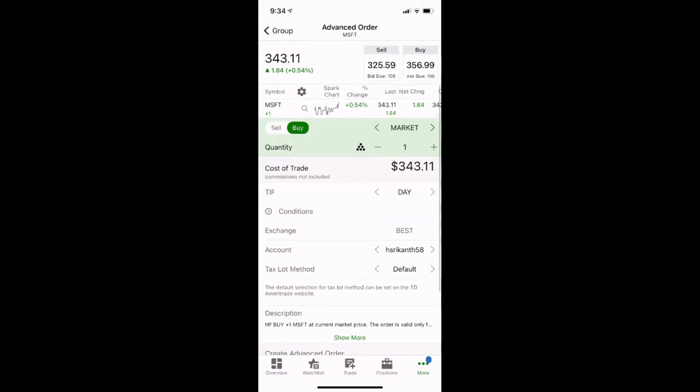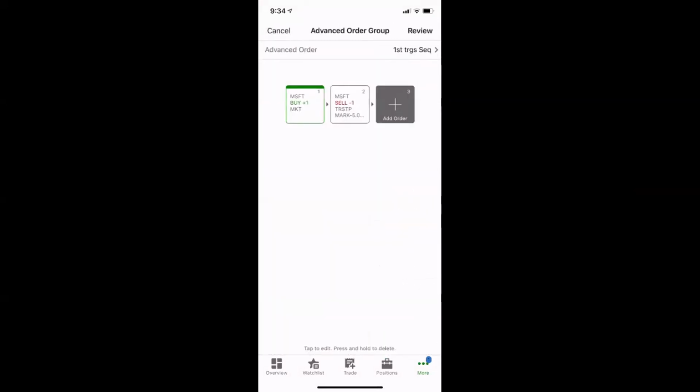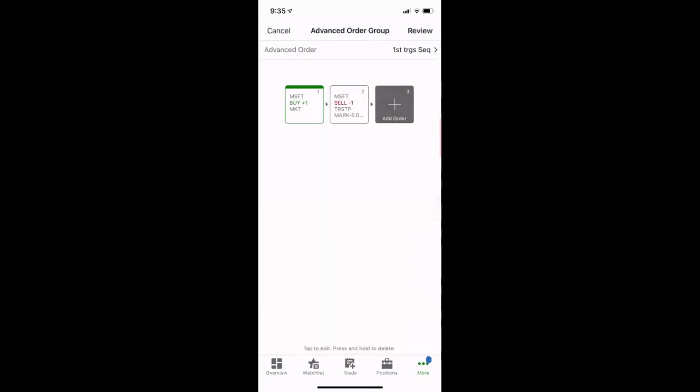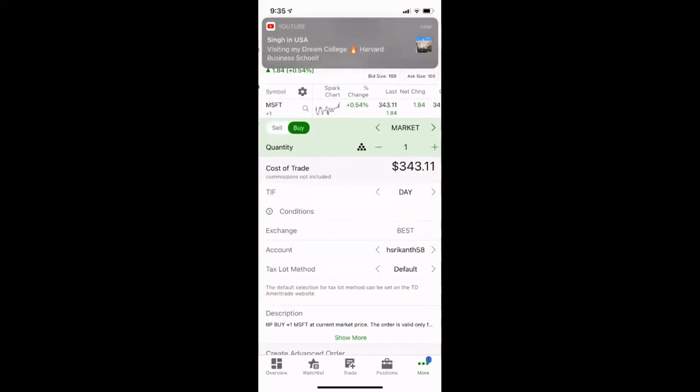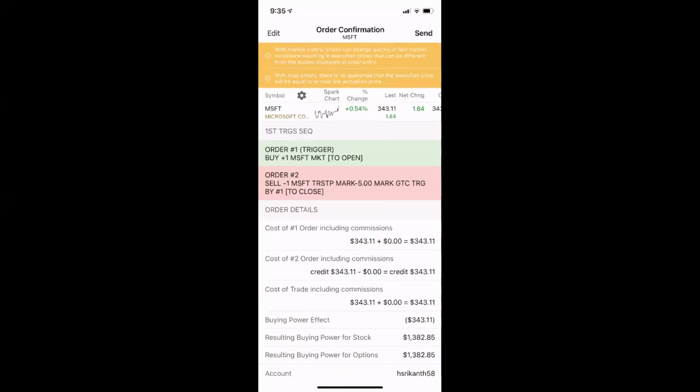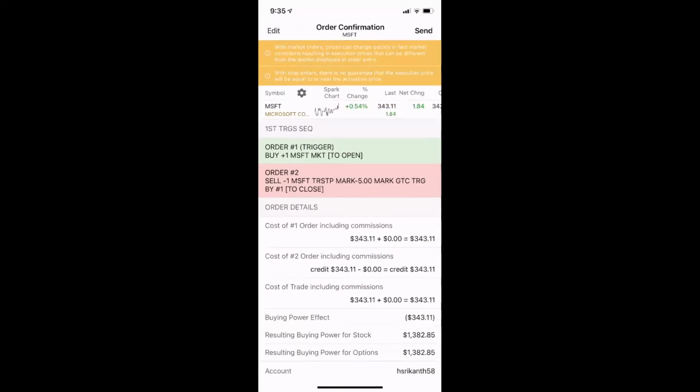You're trying to buy at a market price and you're trying to sell whenever it goes less than $5, it will automatically sell. If it goes up to 360 and comes back down, you'll still be selling at this price. You can also set the time in force to GTC. Okay, you can just set up this order and preview, and you can just send it.